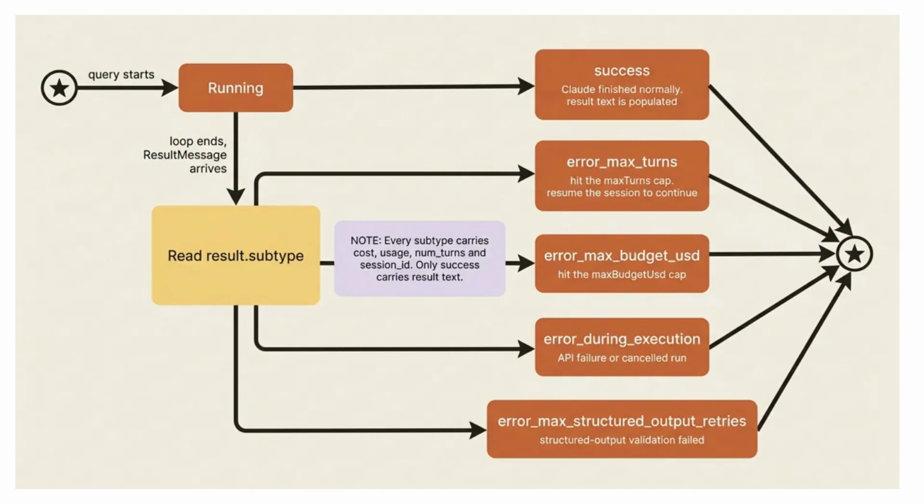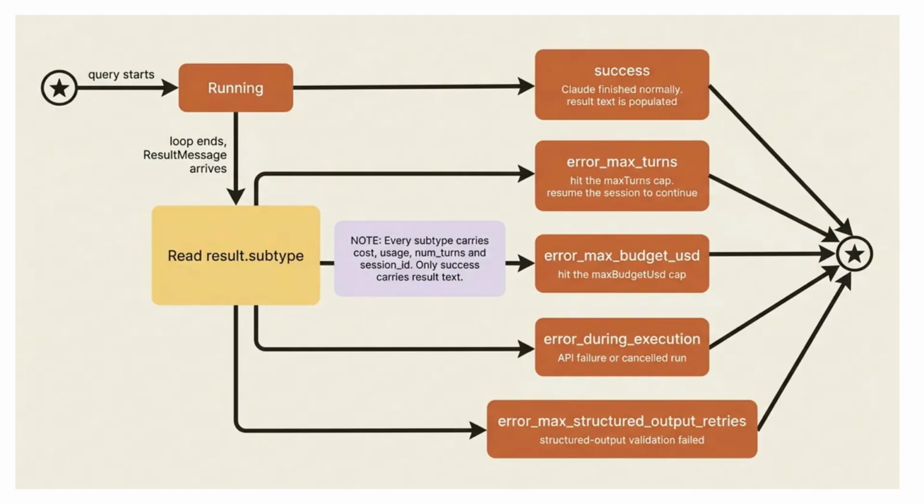Error max turns means the loop hit your max turns cap before finishing. Error max budget USD means it hit your budget cap. Error during execution means something interrupted the loop, such as an API failure or a canceled request. And error max structured output retries means structured output validation failed past its retry limit.